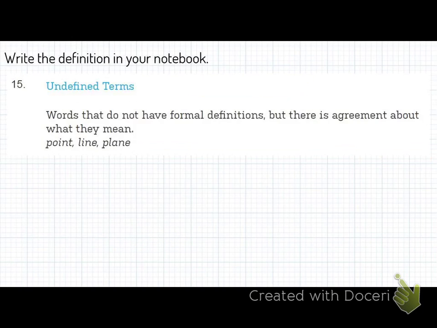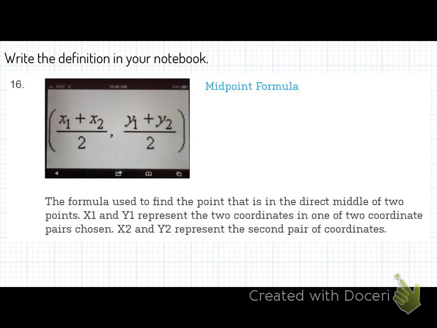Alright, let's keep going here. We're almost done. Undefined terms. Undefined terms are words that do not have a formal definition, but there is an agreement about what they mean. Like a point. We all know what a point is. It's a point on a graph or on a map. A line. We all know what a line is. We see lines everywhere. And a plane is a flat surface that goes infinitely in all directions with no thickness. These are undefined terms. So it's another definition that we need to know.